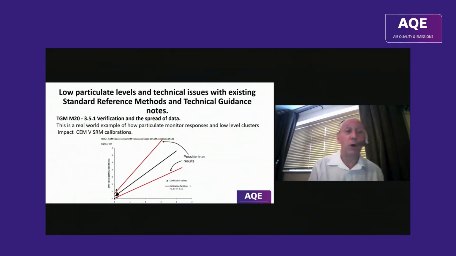In the real world, I'll provide an example of how particular monitors' responses to low-level clusters impact continuous emission monitor and standard reference method calibrations. So ultimately on this graph, the CEM calibration lines can change massively depending on a large number of factors. Any lift in emissions would typically cause divergence between the CEM and SRM correlation. And I'll cover this further in the second half of the presentation.